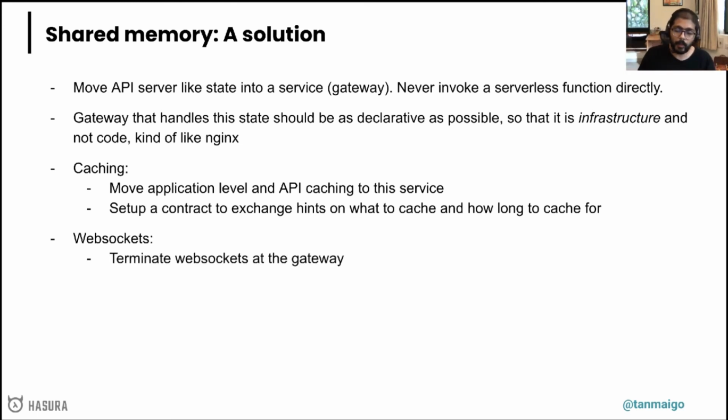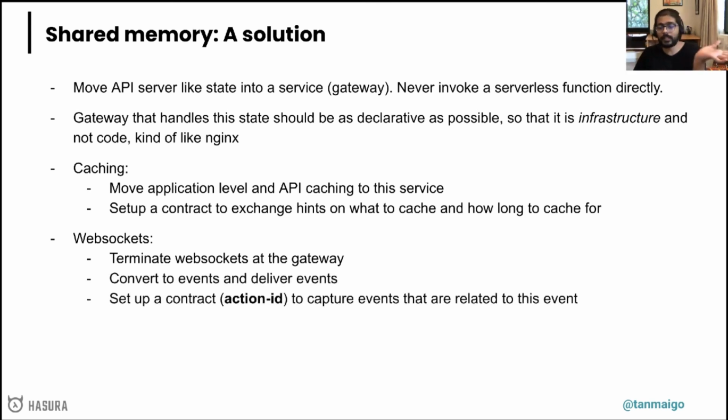And similarly, when you think about WebSockets, the idea would be to terminate WebSockets at the gateway and then just convert everything into events, right? So you don't have WebSockets after that. The gateway terminates the WebSockets, holds the WebSocket connection, then converts it to an event, delivers the event to a serverless function. The serverless function itself does something, and then that response event or the end result event is then sent back to the WebSocket client.